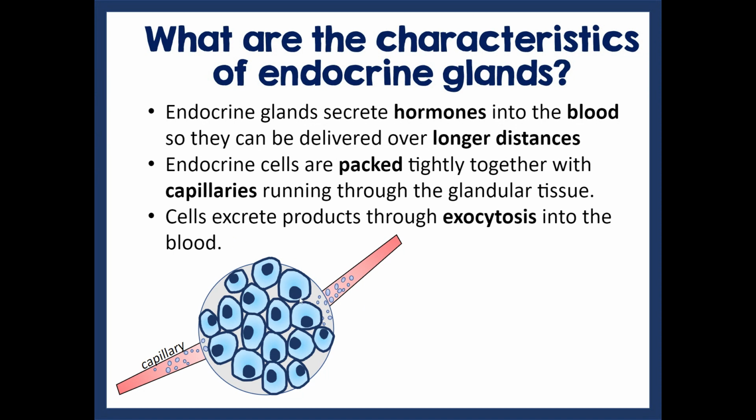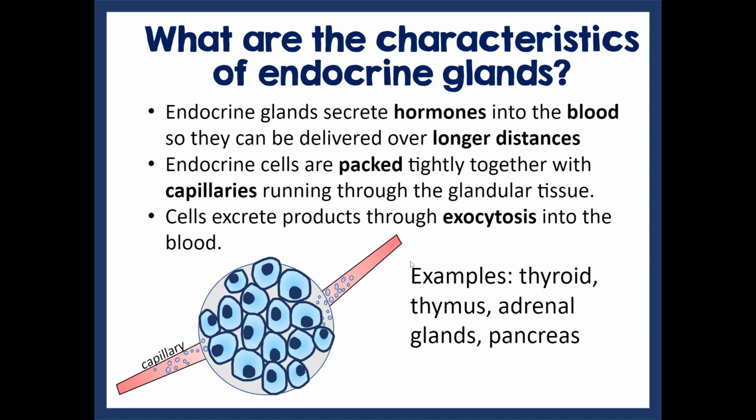And so the cells just excrete their products, again, through exocytosis, like I showed you a minute ago. They'll just secrete those substances through exocytosis into the blood, and that's what you're seeing, these little dots in the blood. So these cells are undergoing exocytosis. Those substances get into the blood, and then they can spread from there. A specific example of an endocrine gland in your body would be the thyroid gland, like I mentioned previously, that's in your neck, but also the thymus, the adrenal glands, and the pancreas.